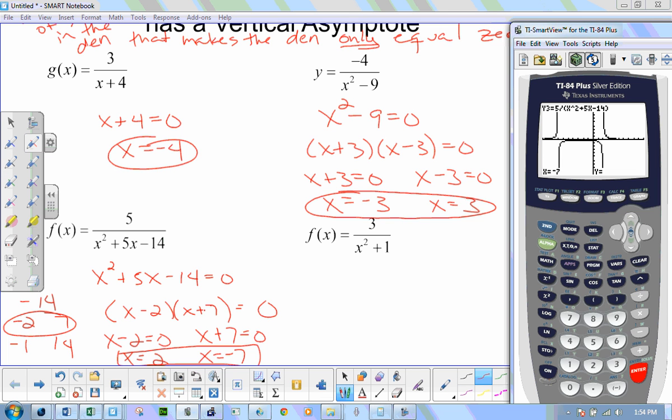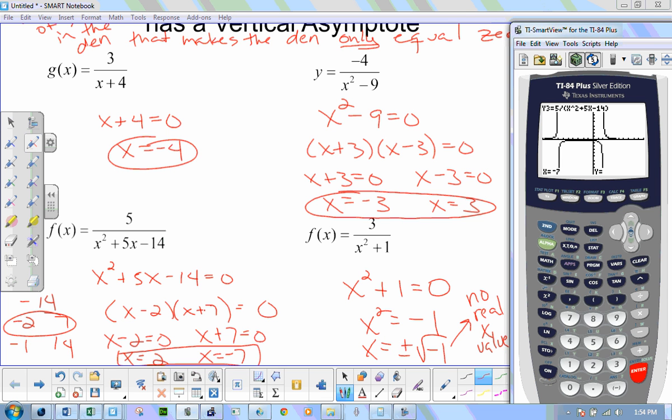We have here f of x equals 3 over x squared plus 1. So if I have x squared plus 1 equals 0, I would do x squared equals -1 by subtracting 1 from both sides. And then by square rooting both sides, I would get plus or minus the square root of -1, which is an imaginary number, which means there's no real answer, no real x value that makes the denominator 0. That means there's probably no asymptote.